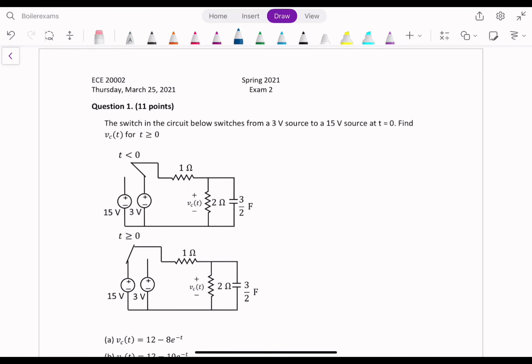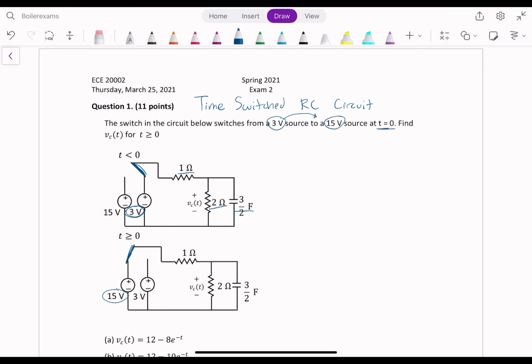Okay, so what we have here in this question is a time-switched RC circuit. The problem has given us a circuit that has 2 resistors and a capacitor, and those elements are initially attached to a 3-volt source. At time t is equal to 0, that 3-volt source switches to a 15-volt source. That is the only change that occurs within the circuit.